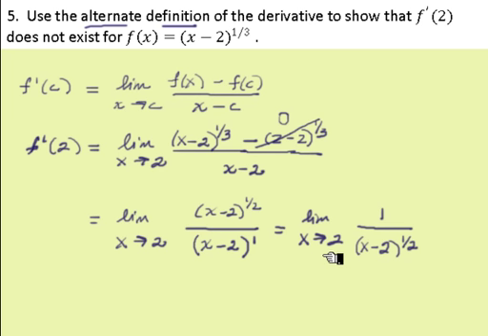Now, what happens as x goes to 2? We get 1 over 0. Okay? So that does not exist. This limit does not exist. This goes to 1 over 0, 0 in the denominator. So we'll say that the limit does not exist.